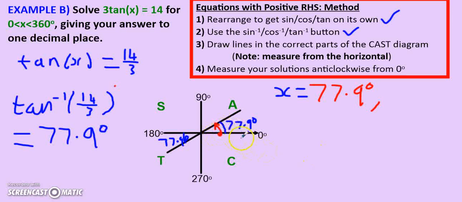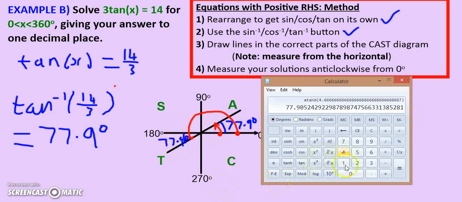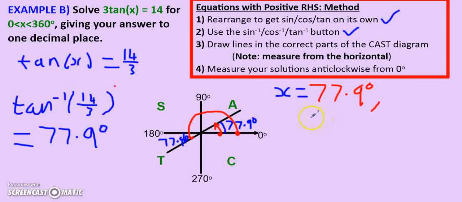Okay, then we're going to get another one. So we're going to measure anti-clockwise from 0 again, but we're going to go all the way around to the second line we drew. Well, 0 to 180, that would be 180 plus a bit. So it's 180 plus 77.9, not too difficult a sum. 180 plus 77.9 is going to get us 257.9.